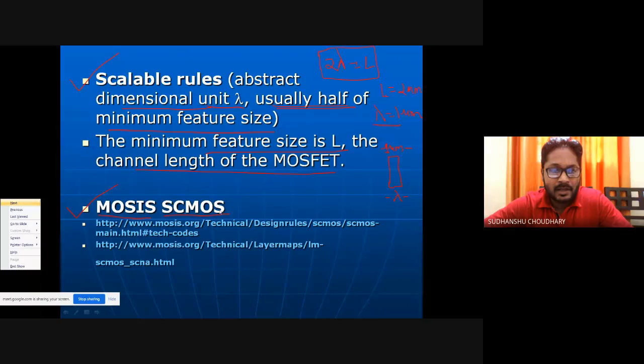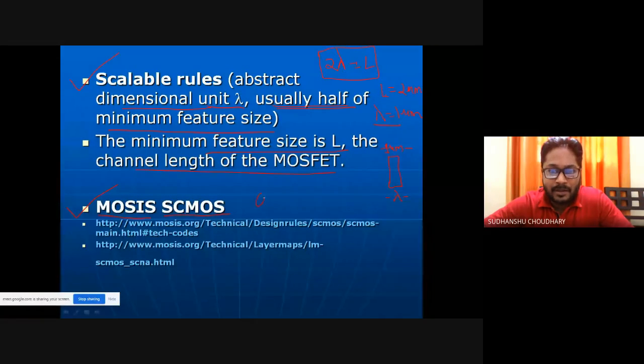Similarly, we have another foundry. The foundry's name is Orbit. You will find that in the student version copy of the simulation tool that I will provide you, two foundries are mentioned. One is MOSIS and the other one is Orbit. Both have given their own set of rules for designing a layout. So let's say for 2 micrometer or 1 micrometer technology, they have given their rules.